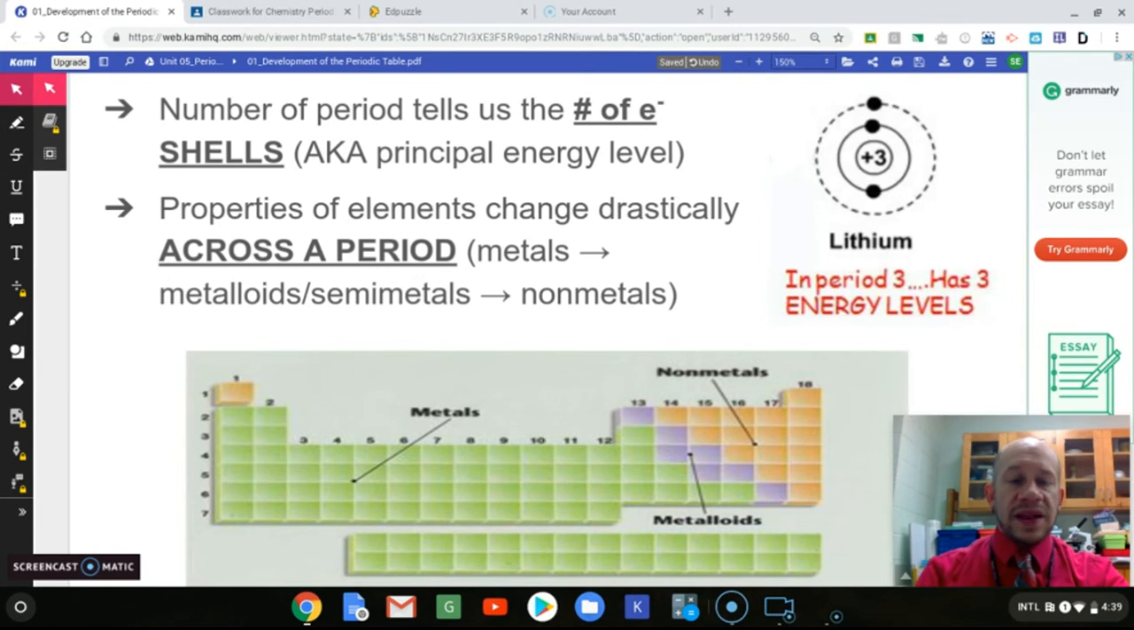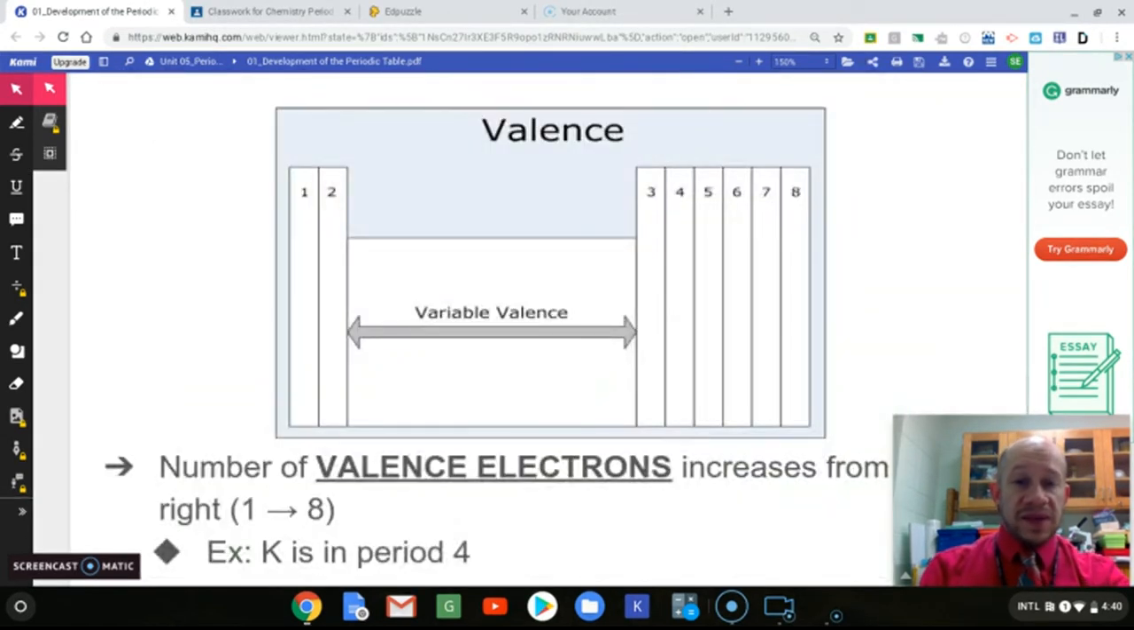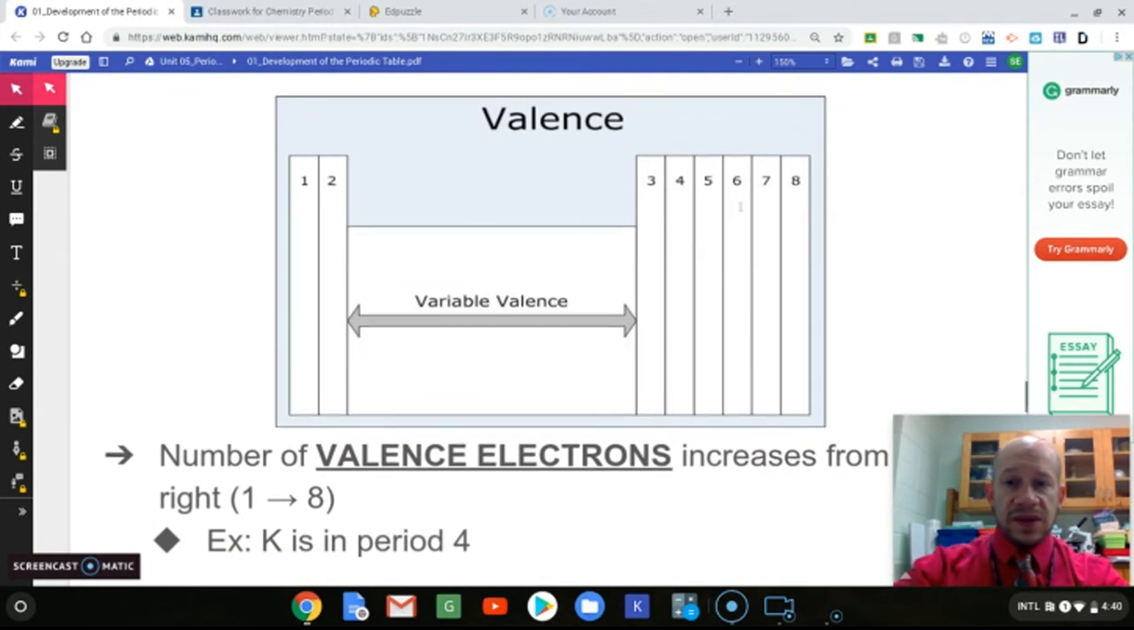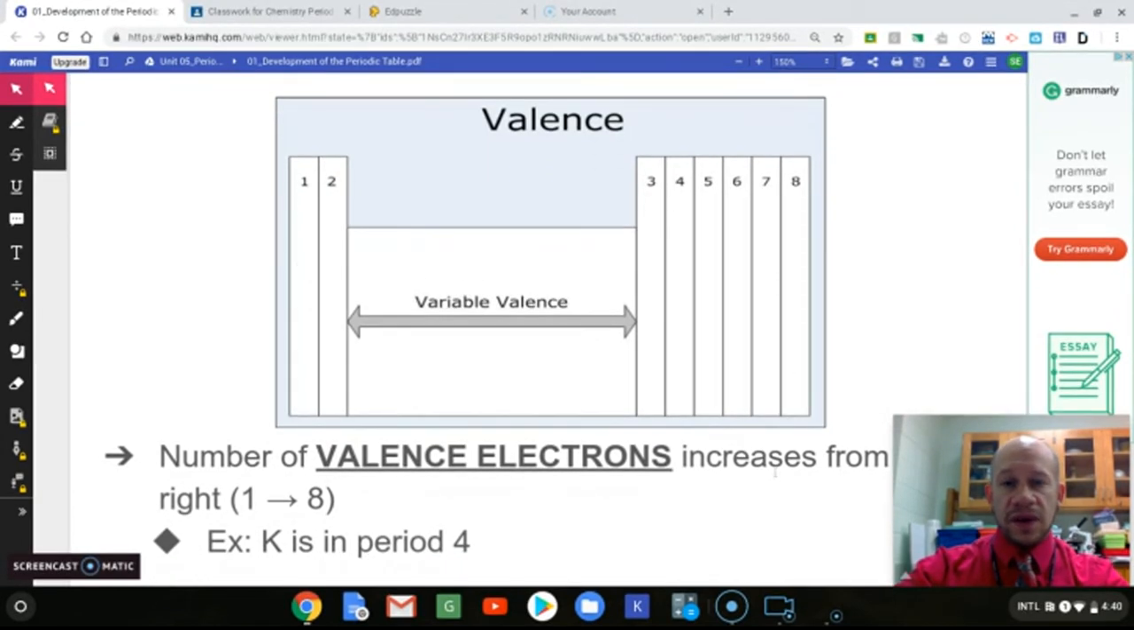The properties of elements can change drastically across a period. So as we go from left to right, the metallic properties decrease. So we start with metals to the far left, and we cross our semi-metals, and then go over into our non-metals as we go across horizontally. The valence number of electrons increases from left to right, from one valence electron in the far left all the way up to 8 valence electrons in the far right.